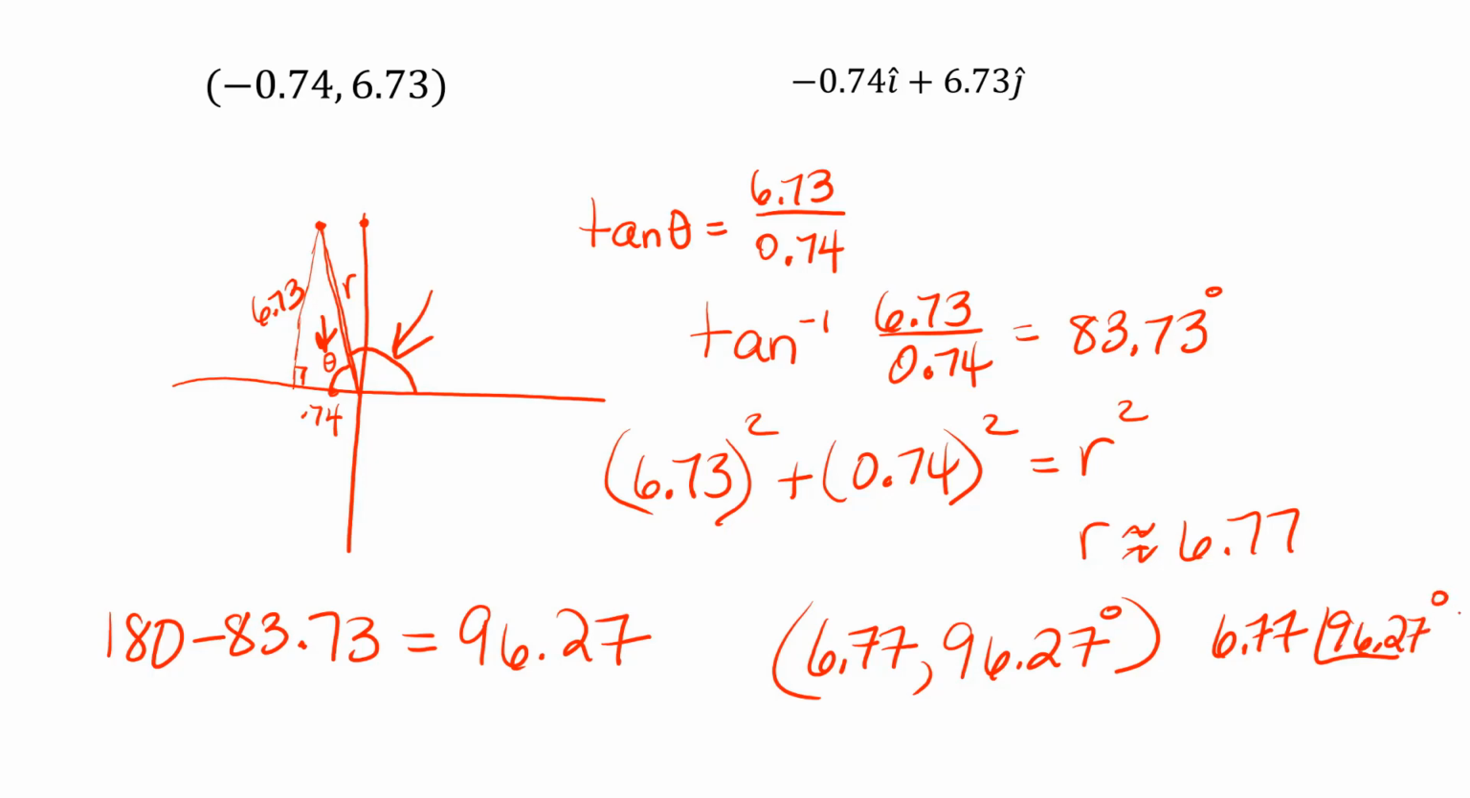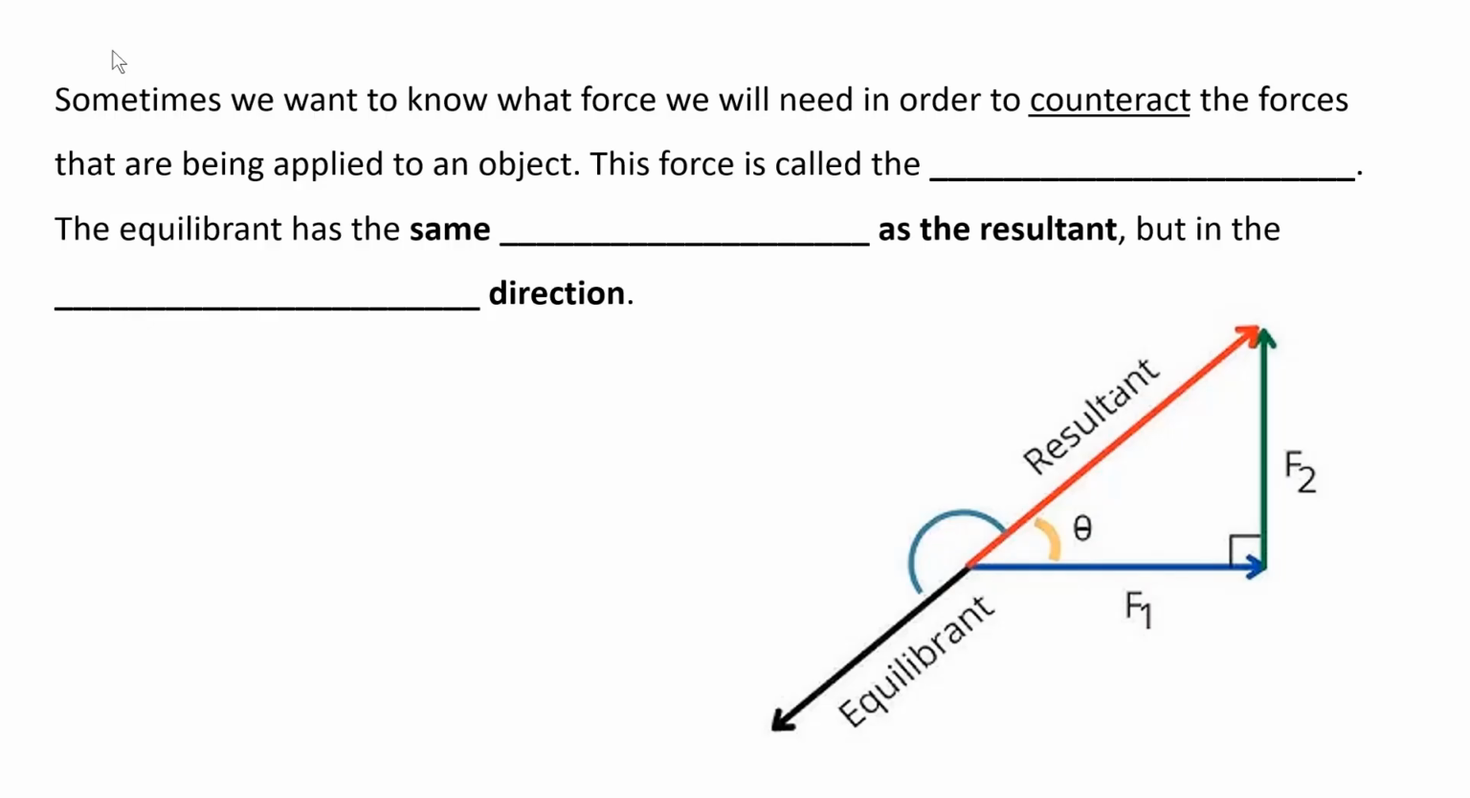96.27 degrees. Now, sometimes we want to know what force we'll need in order to counteract the forces that are being applied to an object. This force is called the equilibrant. And sometimes I make a mistake and call it the equilibriant. I cannot remember that it's called the equilibrant because that sounds like such a weird word. But the equilibrant has the exact same magnitude as the resultant, but in the opposite direction.